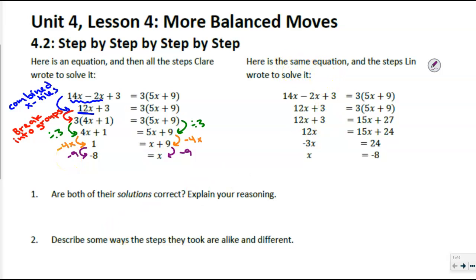Here's how Lynn solved it. It appears that they took the same first step, because 14x minus 2x is now written as 12x. So it looks like they simply combined like terms, combined those x tiles. There is no change over here on the left-hand side now. Nothing changes here, but the right-hand side is changing. Did you identify what that step was? It looks like we have 3 groups of 5x written as 15x, and 3 groups of 9 written as 27. So it looks like they used the distributive property. Distribute the 3.